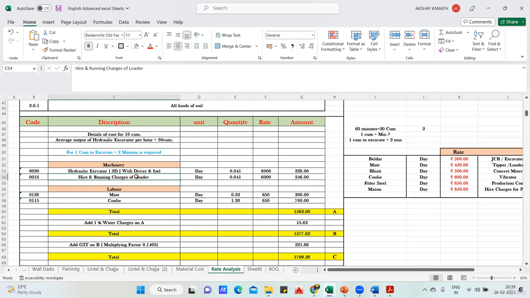For that, you require a tipper, or people call it a loader. So you have hire and running charges for a loader. That also you are supposed to put here. Now this constant you can see, 0.041, 0.041.